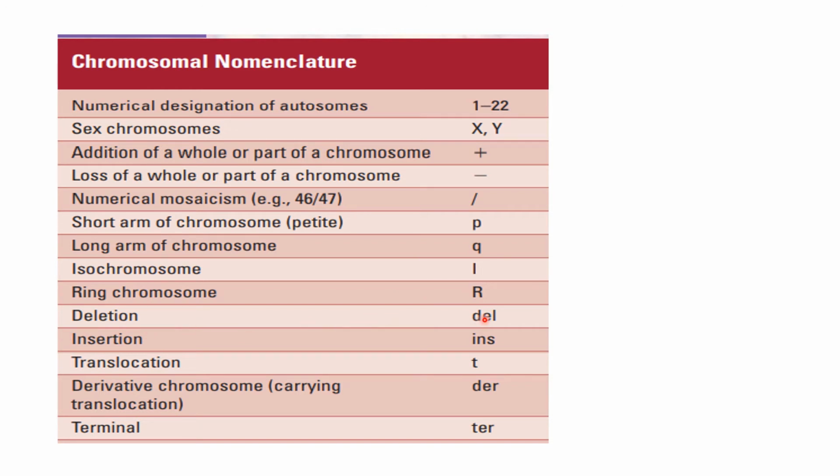Deletions are indicated as DEL. Insertions as INS and translocations as T. Derivative chromosome as DER. Terminal chromosome as TER.